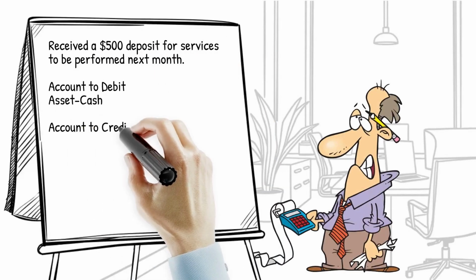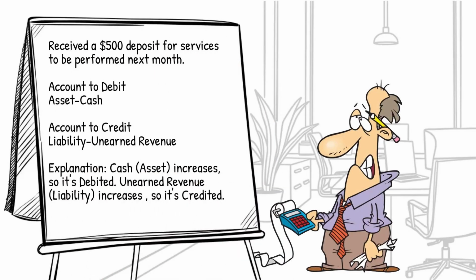Account to debit, asset, cash. Account to credit, liability, unearned revenue. Explanation: cash asset increases, so it's debited. Unearned revenue, liability, increases, so it's credited.